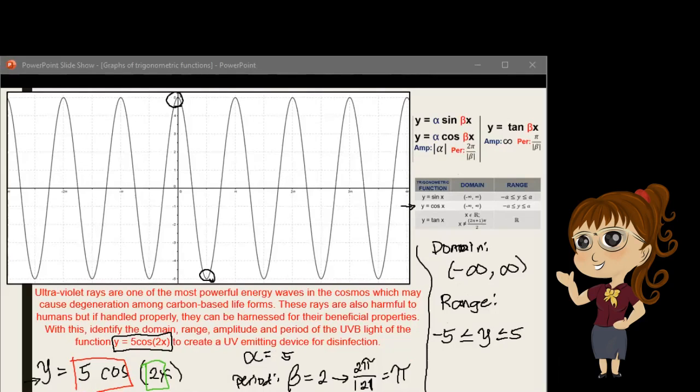And these are the 4 things that we are looking for: the amplitude, the period, the domain, and the range. Thank you, ladies and gentlemen, for participating in our word problem solving. Okay?